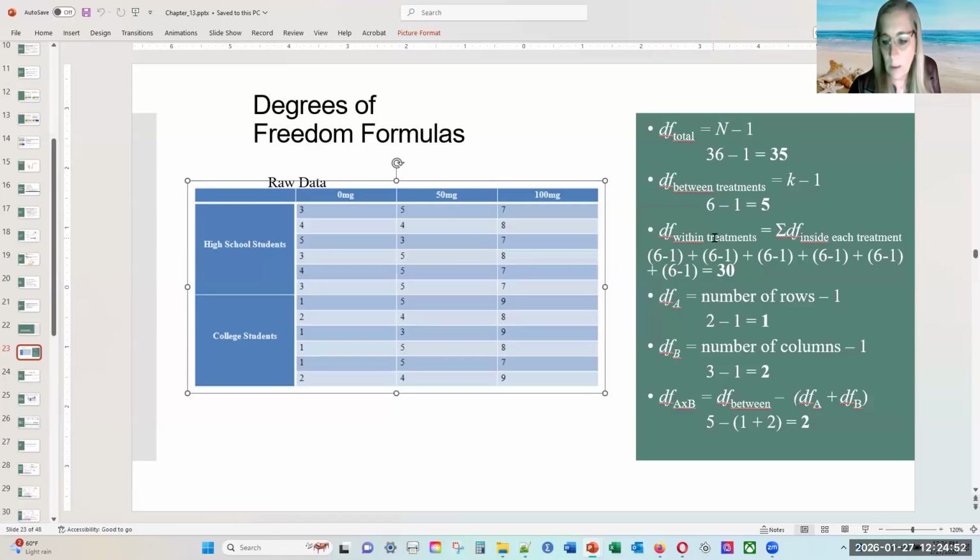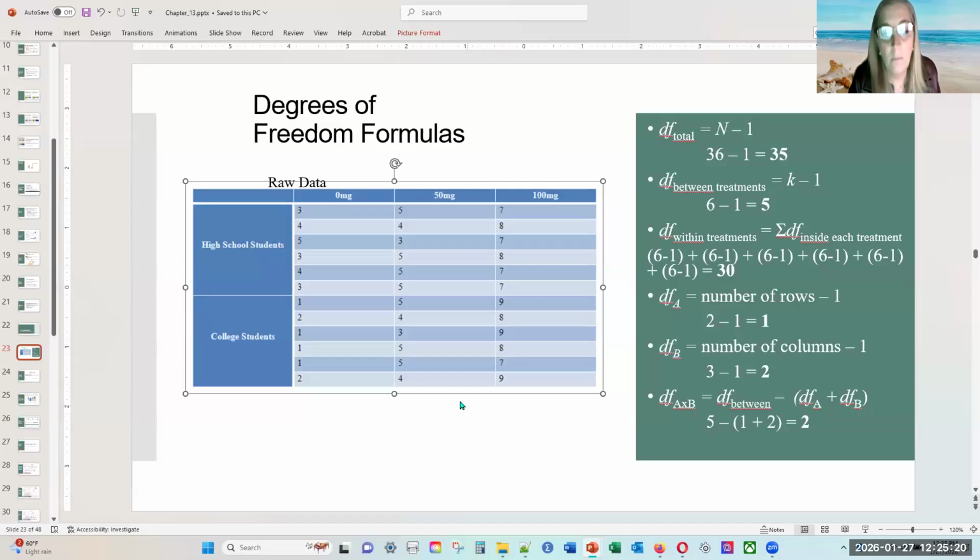The degrees of freedom within treatments, you just take the degrees of freedom inside each treatment, right? And so there's 1, 2, 3, 4, 5, 6 conditions, and each of these conditions is minus 1. You add all of that up, you end up with 30. And by the way, you can tell how many conditions you have simply by multiplying.